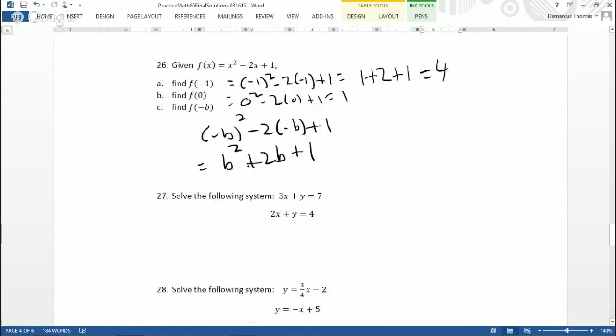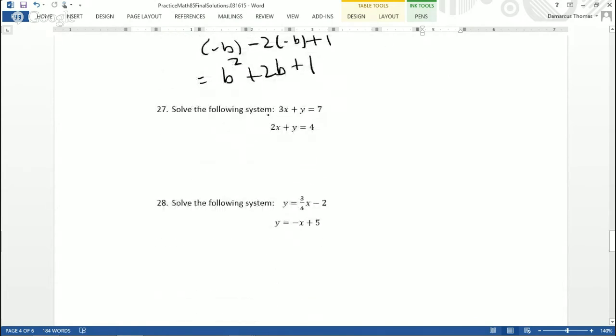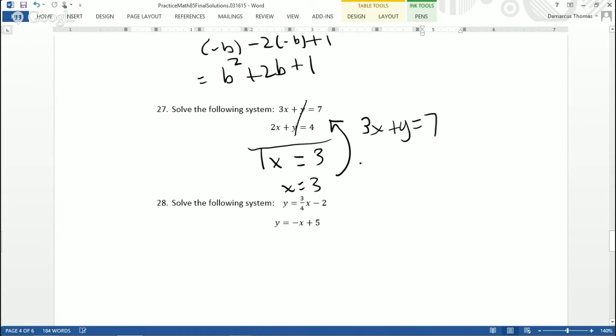Solve the system. And we can solve this by elimination. If I subtract the two equations, the y's will go away. I'll just get 1x equals 3. X is 3. And then just plug that into one of the originals to get y.